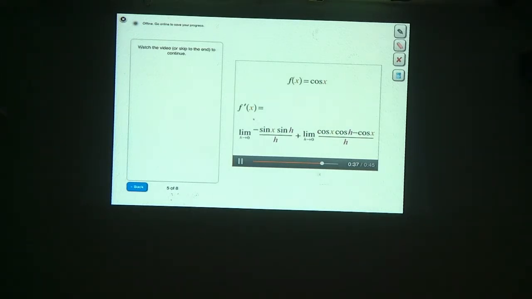Let's look at this first limit here. The limit as h goes to 0 of minus sine x sine h over h. What's an equivalent way to write this limit?